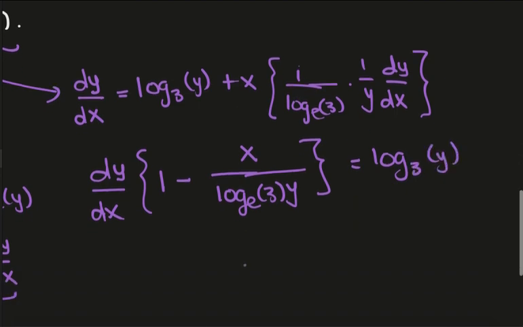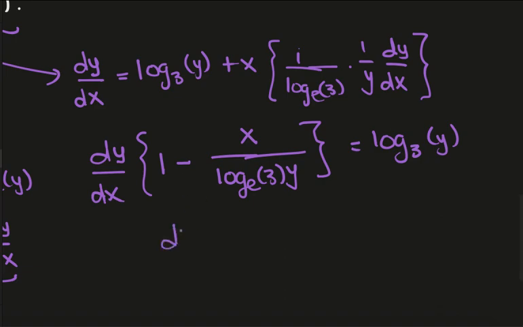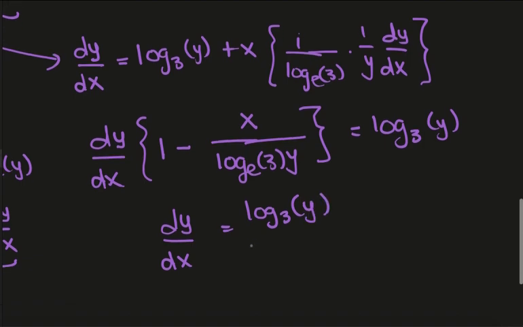Okay, now we just divide by this term and I get dy on dx is log 3 y divided by 1 minus x over log e 3 y.